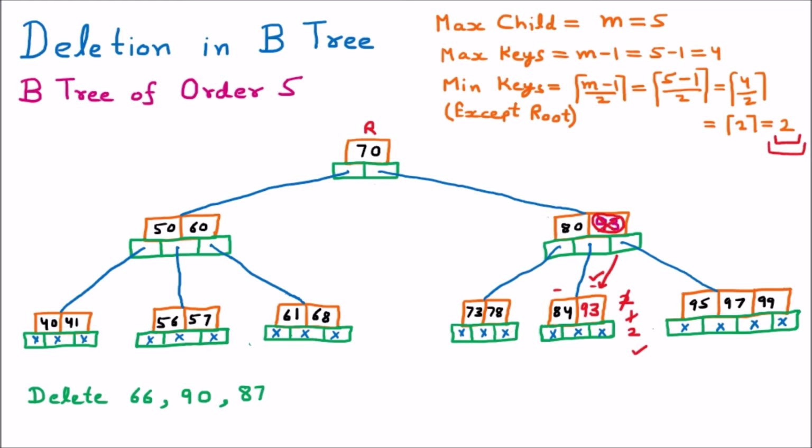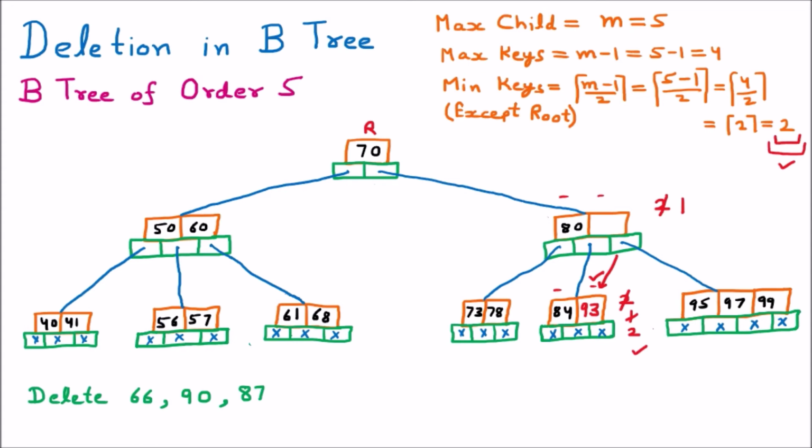And we know that we already have two keys here, and once we delete this 93, then keys will become 1. And we know that every node should have minimum 2 keys, and this property is not followed again. So here if we are deleting this node number 93, then keys will be 1. So first we are deleting this node 93. So here we have deleted the node 93 and the key count is 1. So this is not following the B tree property.